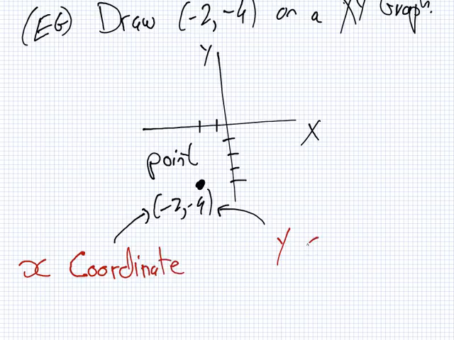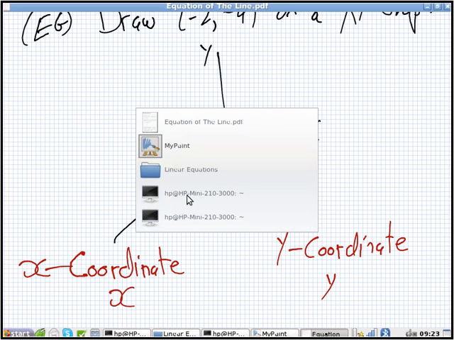X coordinate, Y coordinate. New word? You knew this word? Yes. You forgot it. X coordinate, Y coordinate, or just X and Y for short. Okay, good.